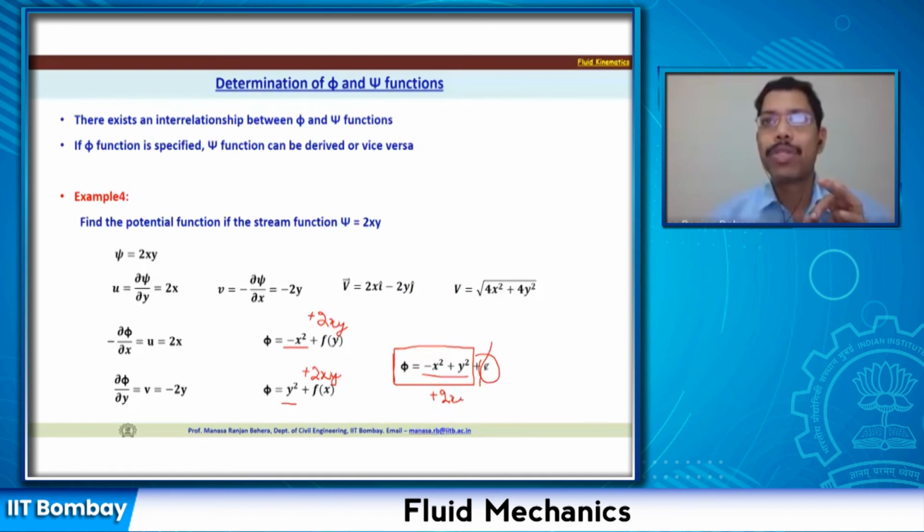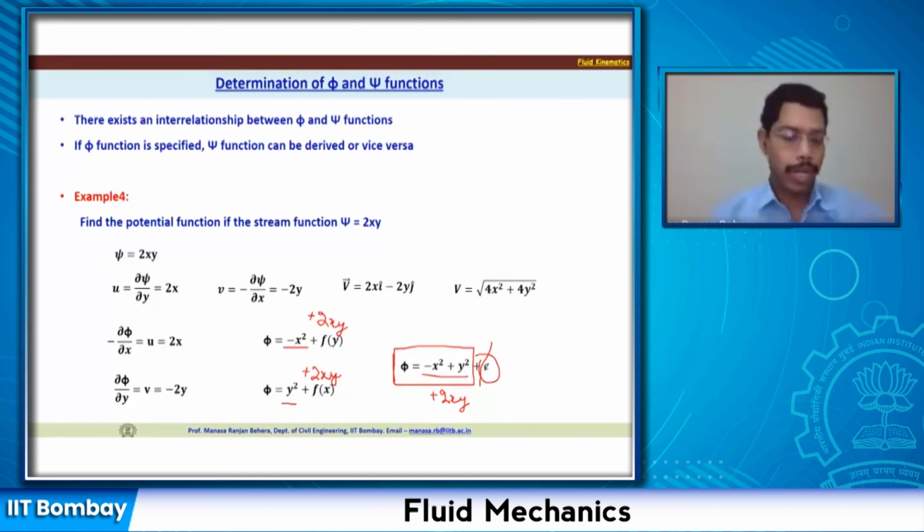If there are terms that appear in both cases, you should not add them together. This has to come only from one case, either from here or here, so it will appear only once. You should not add and make it 4xy. That's wrong, and that will give you a completely wrong value. So this is something you have to remember when you are applying this.